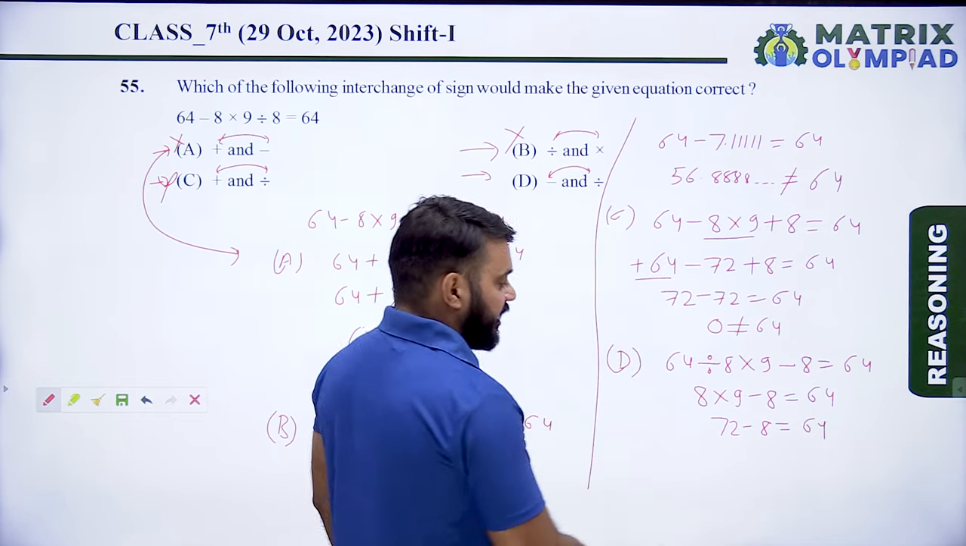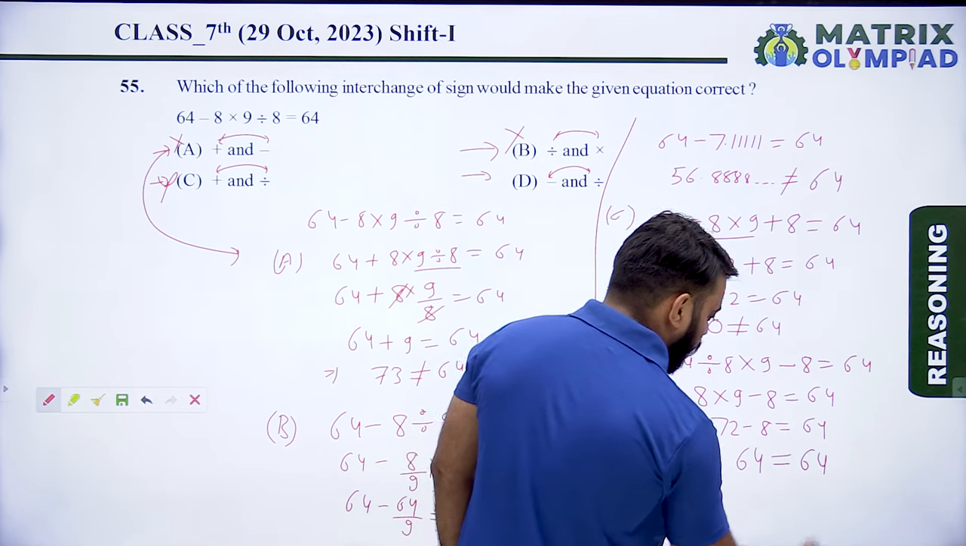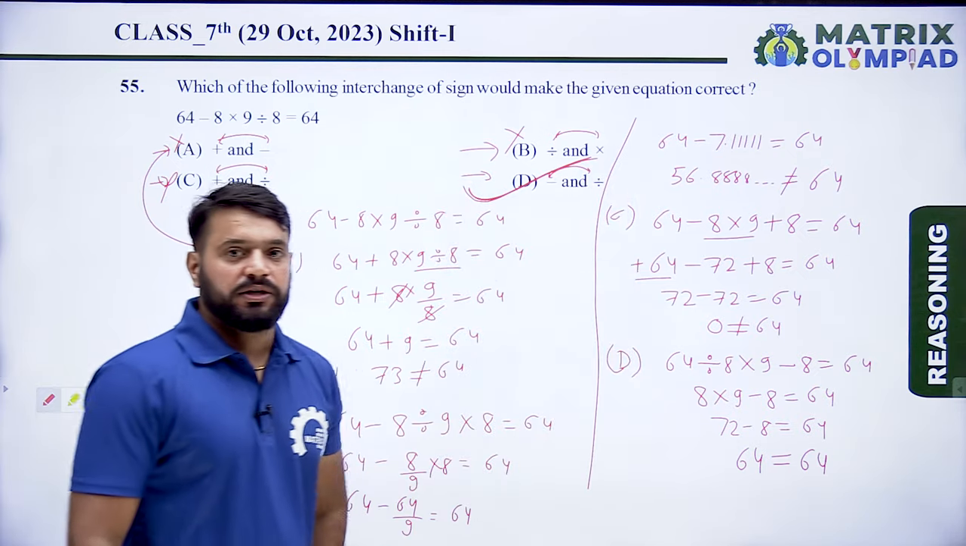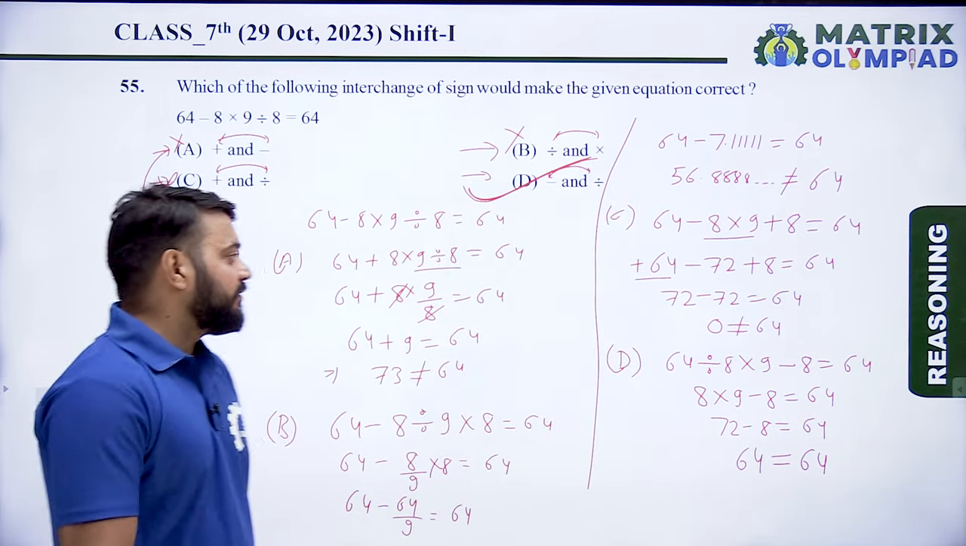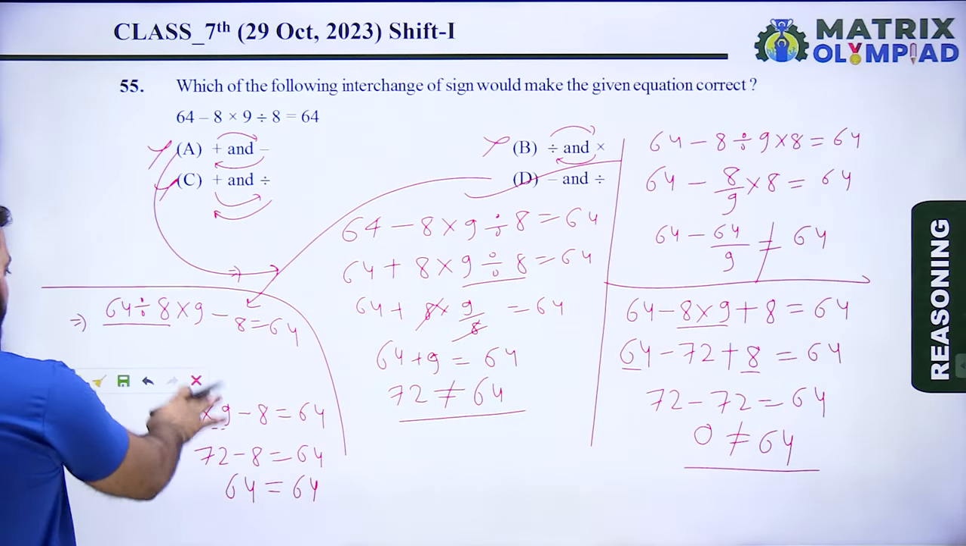Now 72 minus 8 is equals to 64. 72 minus 8, it means 64. 64 always equals to 64. So here option D is the correct answer of this question. So let's move on to the next question.